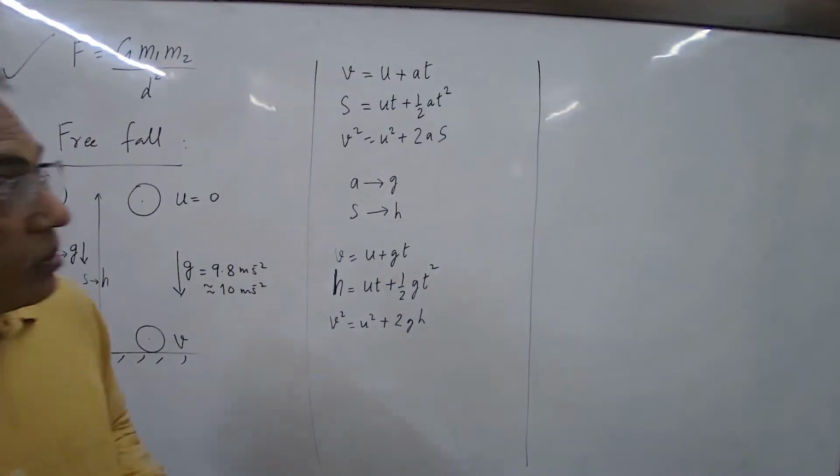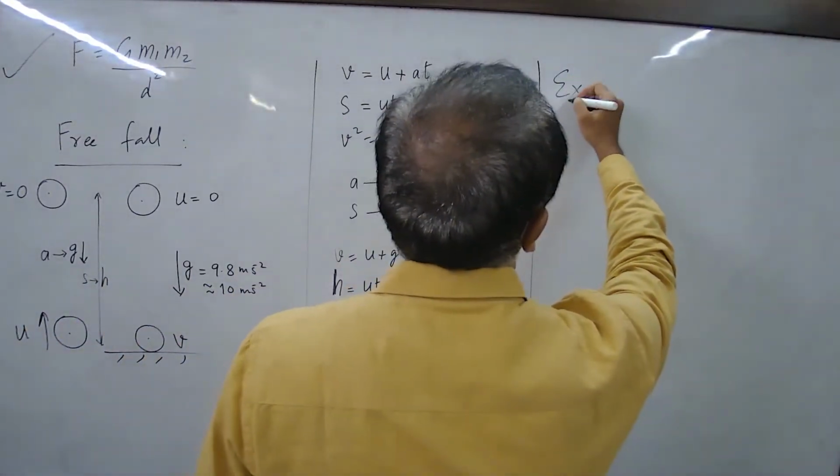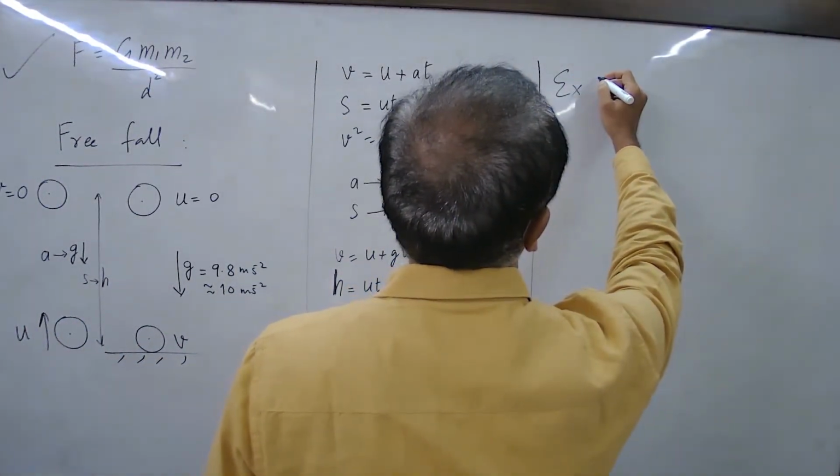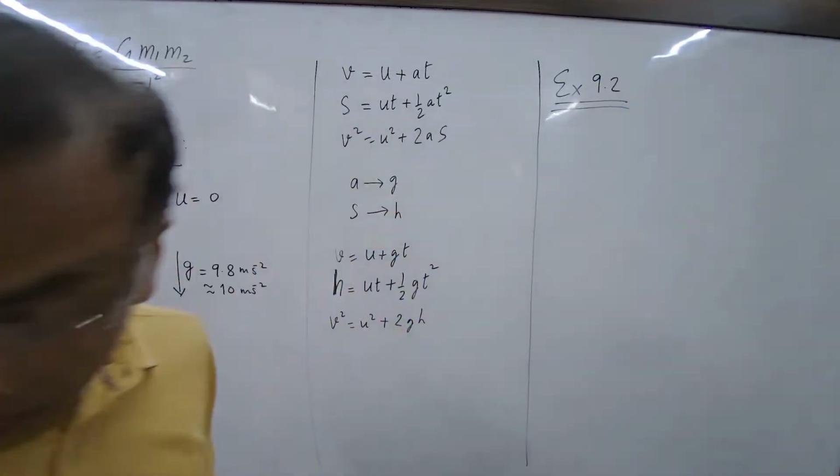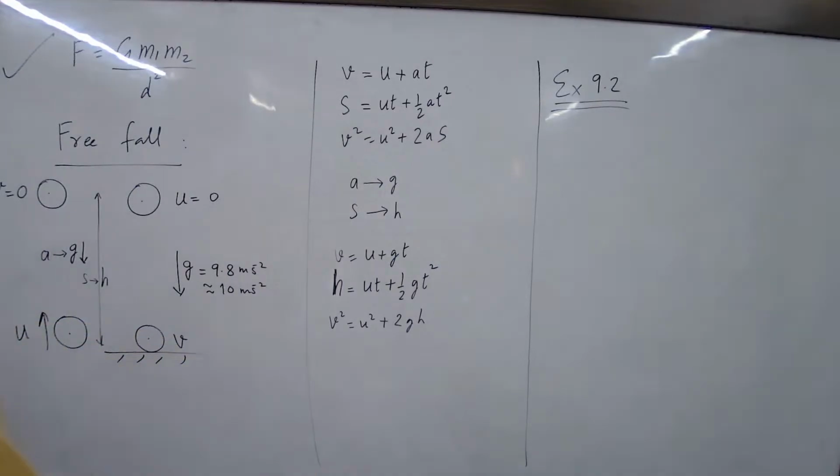Okay, now example 10.2. It is 9.2 in your textbook maybe. This chapter is chapter number 9 in your textbook. In volume it will be 10 still. Okay. What is the chapter number in your textbook for this chapter? 9. So we are doing example 9.2.